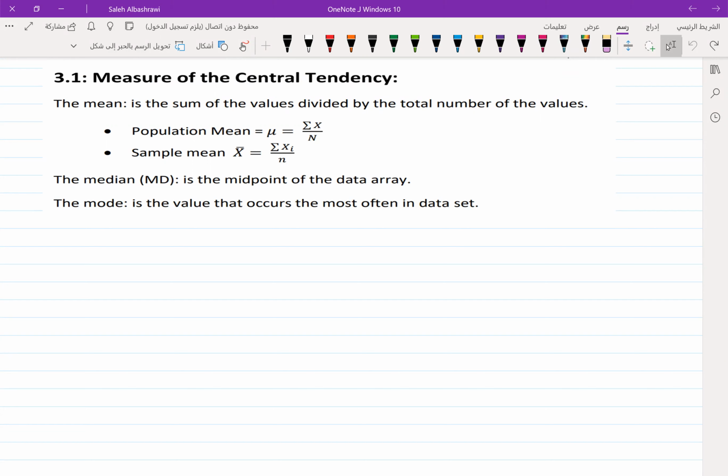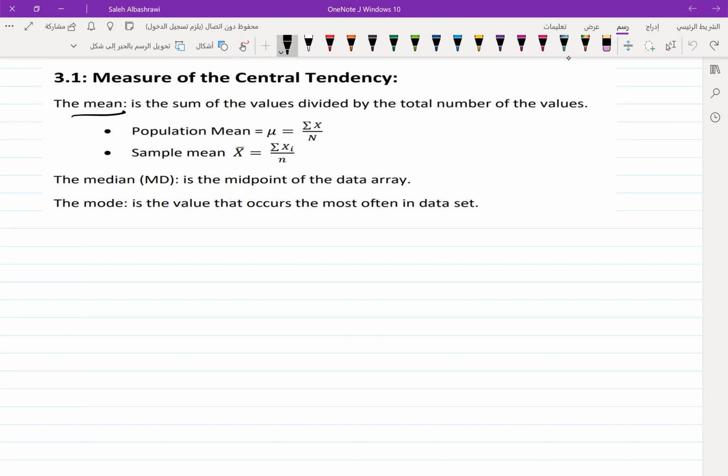Last time we spoke about the graph of the frequency distributions. In this part, we are going to speak about the measures of the central tendencies. And we mean that we are going to speak about the mean or the average, median, and the mode of the data. Let's start with the mean.